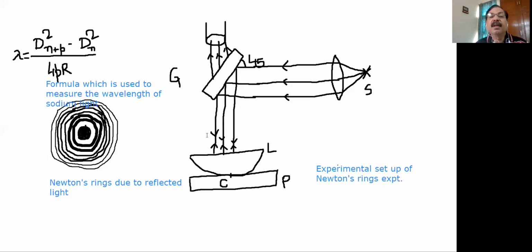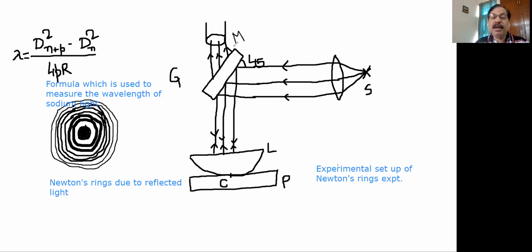If we see through the microscope, we find rings as shown in this figure here. This is the Newton's ring. Now, when you observe the Newton's ring, you use this microscope. M is a microscope.